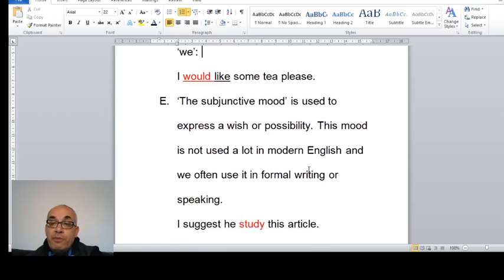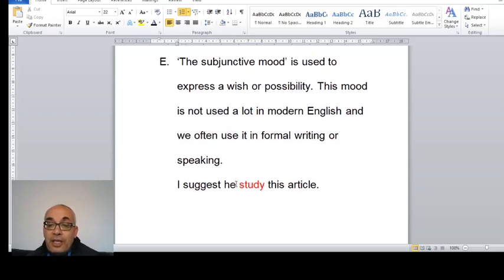The subjunctive mood is used to express a wish or a possibility. This mood is not used a lot in modern English, and we often use it in formal writing rather than in conversation and speaking. I suggest he study this article. He study is correct English. You can say, I suggest he should study this article, or I suggest he study this article. If you delete should, this is correct. It means you are using the subjunctive case.